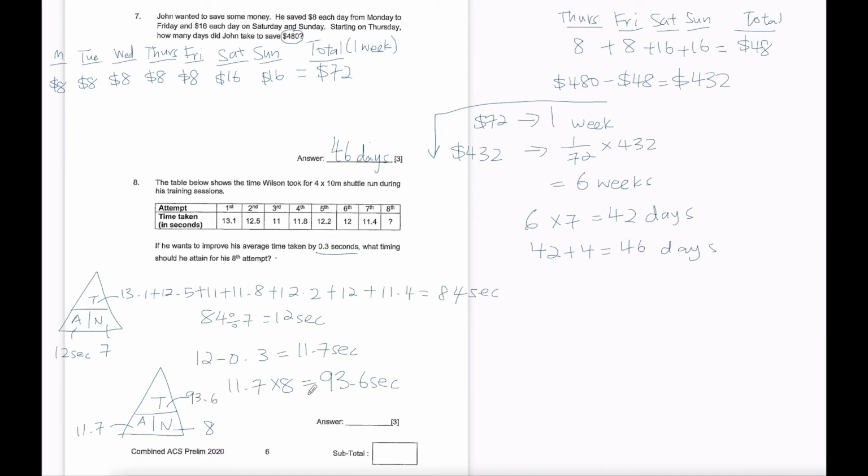So we have one last step, and I'm going to do it here. So the total is 93.6 seconds, right? And the first 7 sessions already took up 84 seconds. What we need to do is just take 93.6 minus away 84, and we are going to get 9.6 seconds. So our answer is 9.6. He has to run his 8th attempt in 9.6 seconds to lower his average time by 0.3 seconds. And that's it, we are done. Let's move on to question 9.